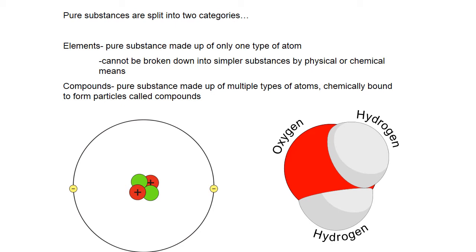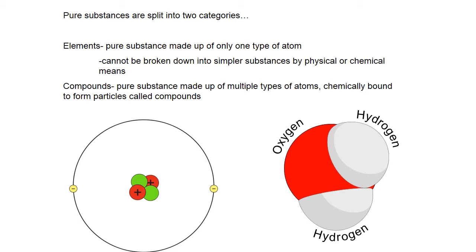Compounds, on the other hand, are made of multiple types of atoms. Unlike mixtures, in a compound, the multiple types of atoms present are bonded together to form a new type of pure substance. Instead of being uniform atoms all the way through, like elements, compounds will have larger particles, each made of multiple atoms bonded together uniformly throughout a sample.